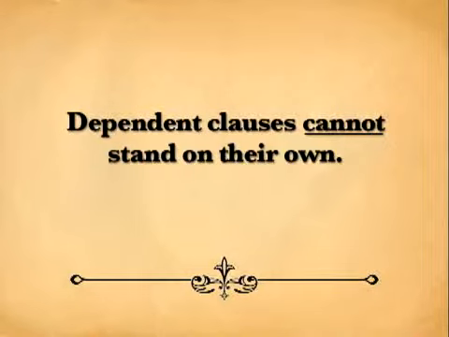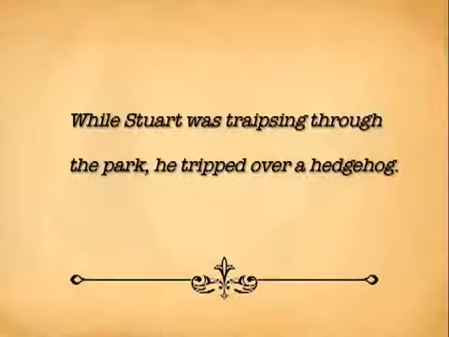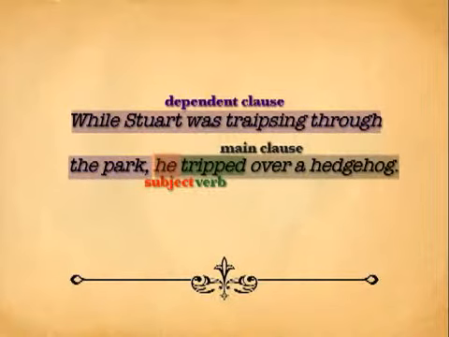So remember, dependent clauses cannot stand on their own. They have a subject and a verb, but lack a complete thought. And an independent clause can stand on its own. Dependent clauses can't stand alone, and they have to go with that complete sentence in order to provide clarity. As an example, "while Stuart was traipsing through the park, he tripped over a hedgehog." The main clause here is "he tripped over a hedgehog." Tripped is our verb, he is our subject. At the beginning of the sentence, we have a dependent clause, which just gives us a little bit more information about the sentence. We know when it happened that Stuart tripped over this hedgehog, while he was traipsing through the park.